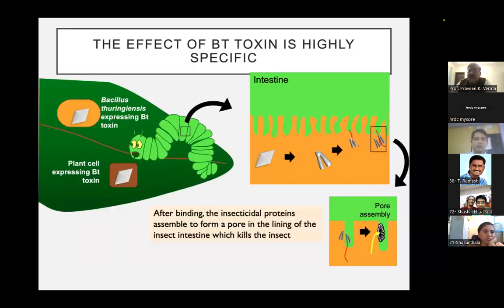Bt is basically a protoxin, and when it interacts with the pore assembly of the gut of a particular lepidopteran insect, only then will it become toxic. It is converted to toxin, and then a pore assembly forms, which is important for the absorption of nutrients in the gut.